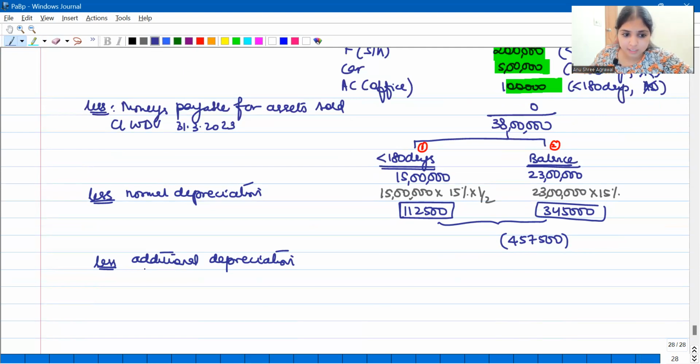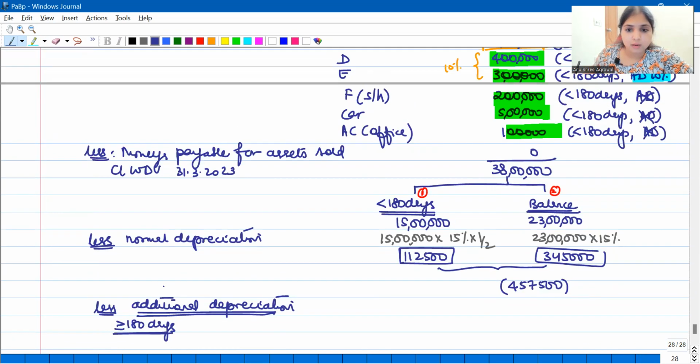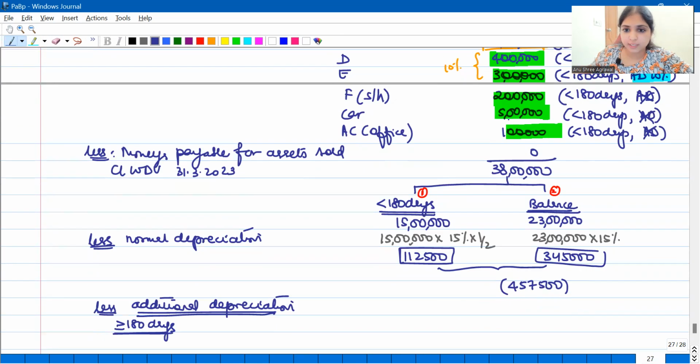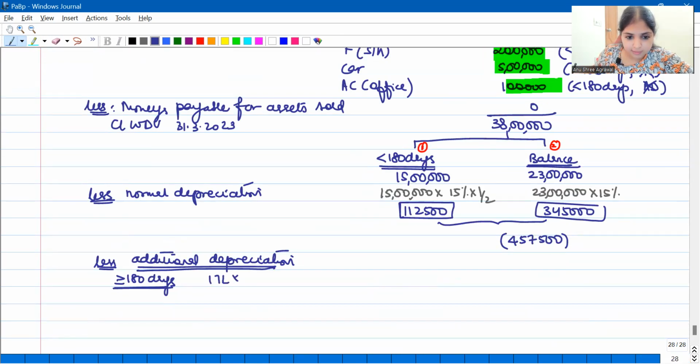Under this, write down "less: additional depreciation". Do all the writing and all the calculation in your particular part itself. Straight away, the total additional depreciation we will write in the amounts column. So under this, write down: at least 180 days. How much do you have for at least 180 days? How much asset? 2, 5, 10, 17 lakhs. So 17 lakhs into 20%, that's going to be 3,40,000.